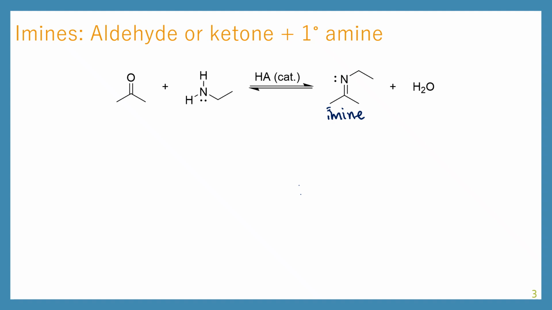But I want to go ahead and do a little color coding so you can see where these atoms are coming from and where they end up. So here are the carbons of your ketone. Here they are in the product. Here are the carbons of your amine. And here they are in the product. And once again, our carbonyl oxygen ends up being lost as water. So that gives us a really, really big hint as to how this mechanism occurs. So let's take a look at this.